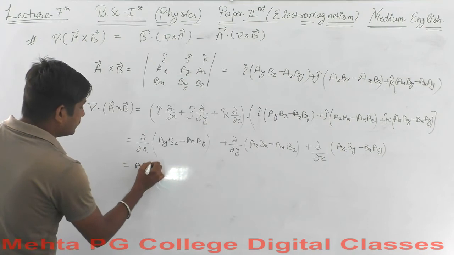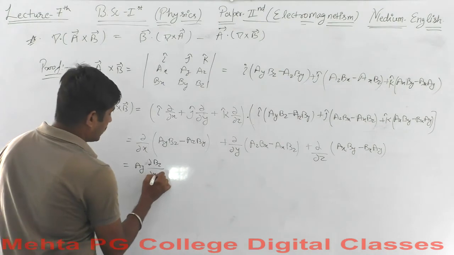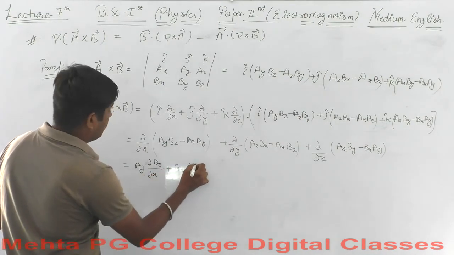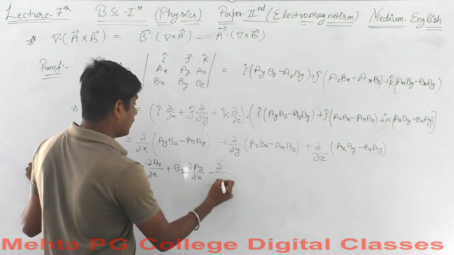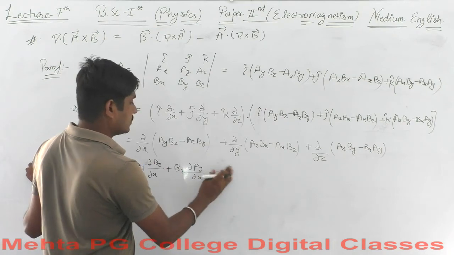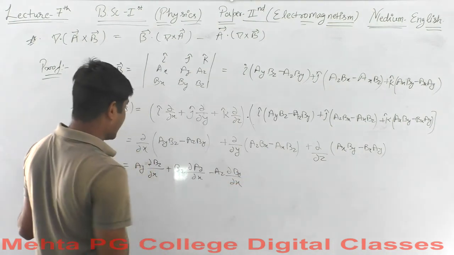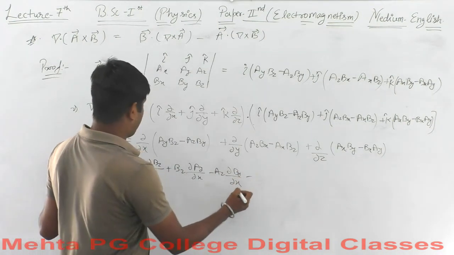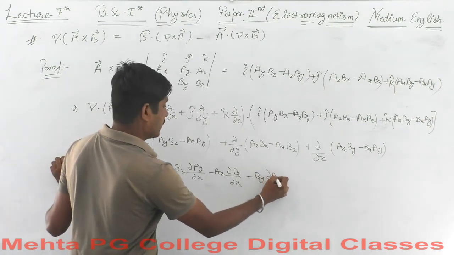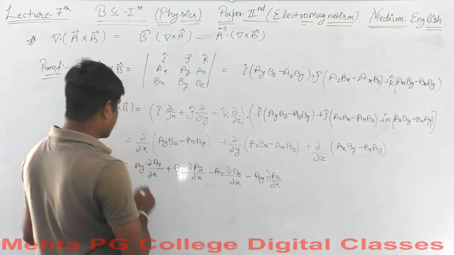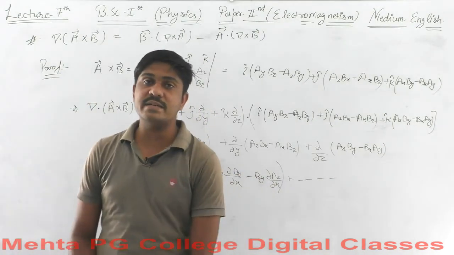First say AY, then curly BZ over curly x, then BZ curly AY over curly x, minus AZ curly BY over curly x, again minus BY, treating it as constant, curly AZ over curly x, and so on. It will go in the same manner.